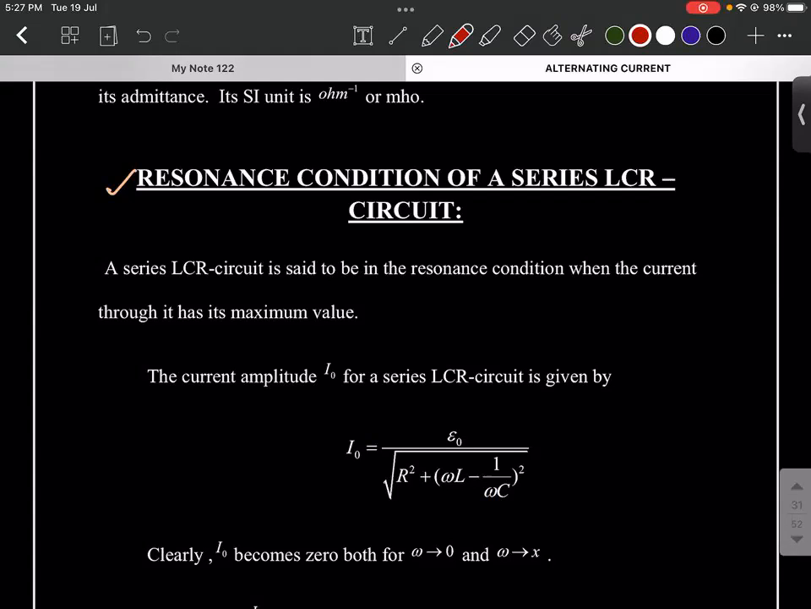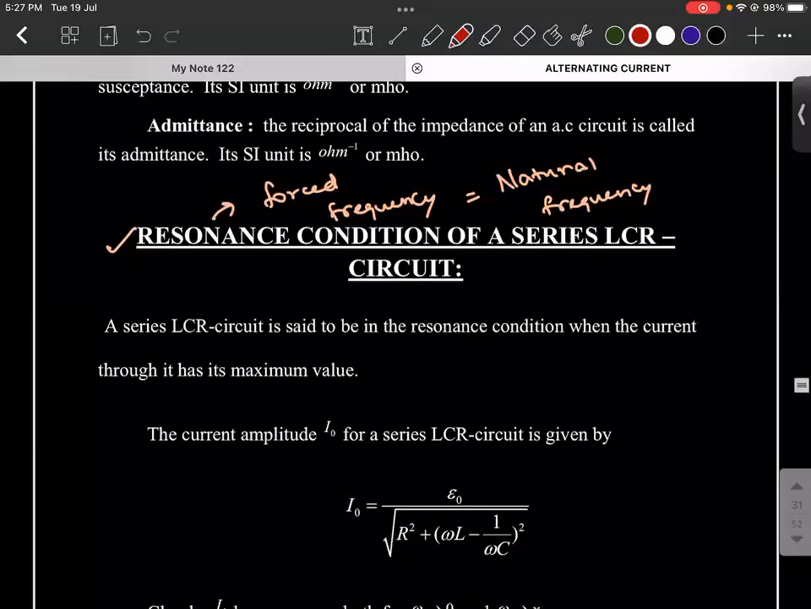What frequency? We call it the forced frequency. So don't write this down. If the forced frequency is equal to the natural frequency, then the wave is said to have maximum amplitude. Is it clear? So it starts vibrating with this value. This is for a wave.